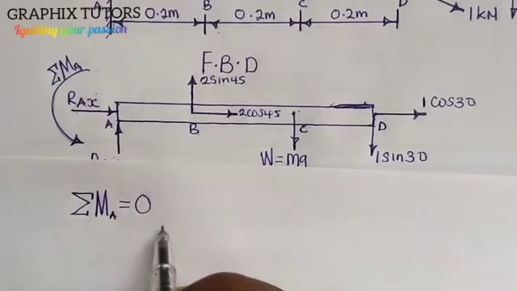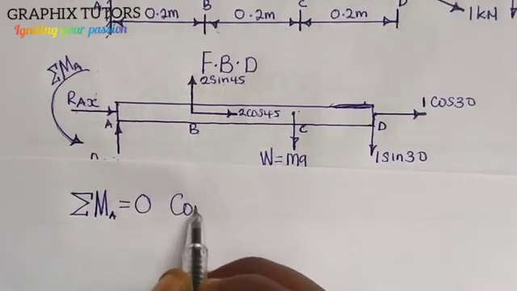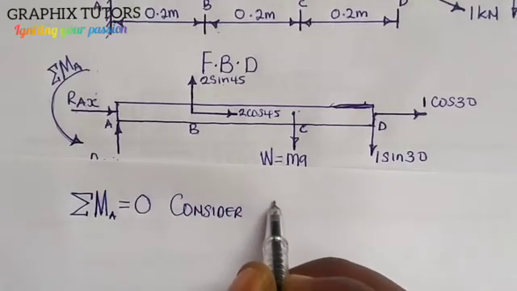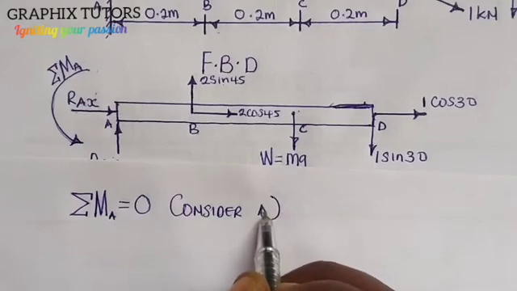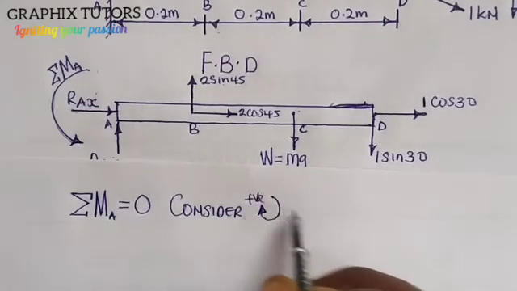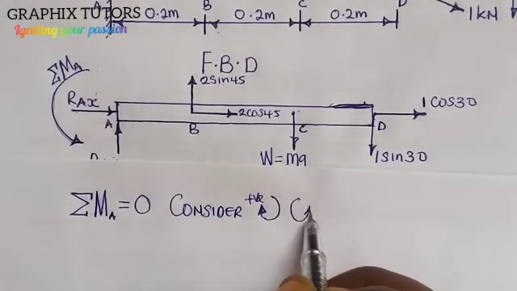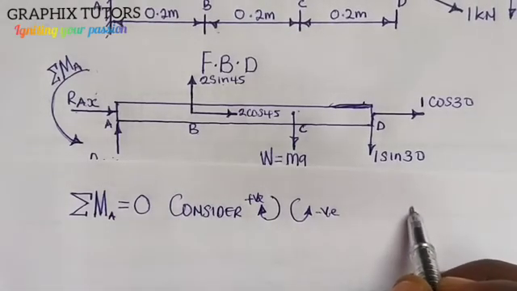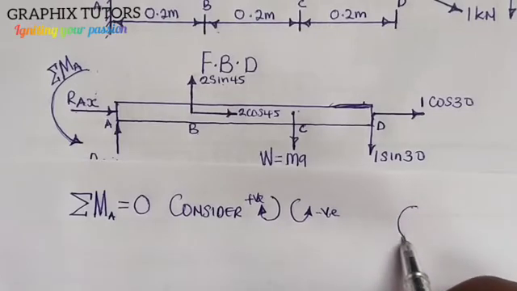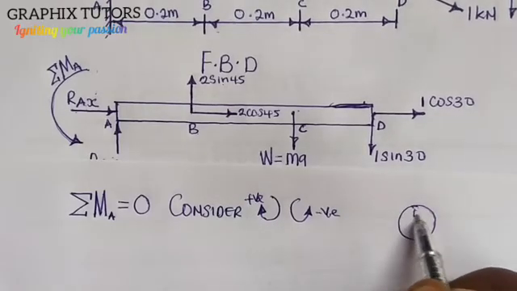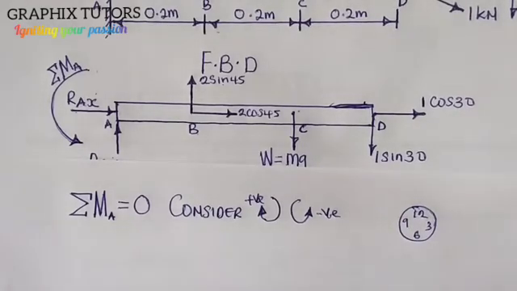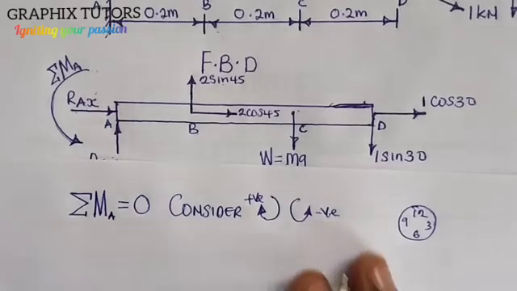We want to consider clockwise moment as positive and anti-clockwise moment as negative, right? So I will use this to explain to you. Let's assume this is my clock: 12, 6, 3, and 9. I'll explain what it means to be clockwise and what it means to be anti-clockwise.